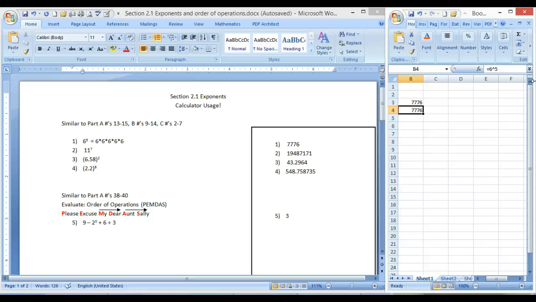Okay, let's move on to number 2, 11 to the 7th power. Since I have Excel already up, I'm going to go ahead and use it as well. And remember, to get it to calculate, you do an equal sign. If you don't, you'll type in 11, Shift 6 for the caret, and oops, raising it to the 7th power.